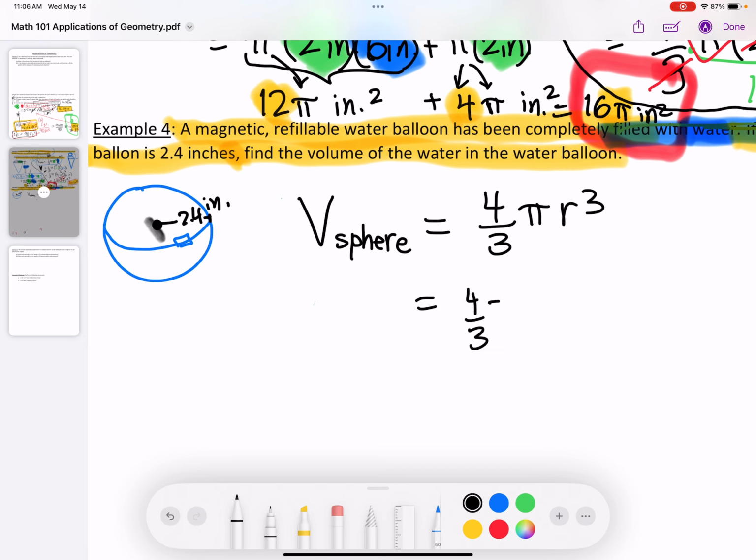4/3 pi is just a constant. R, we were given. Spheres are kind of nice, huh? There's only one number you need to figure out its volume or its surface area. You don't need the height and radius. You just need radius. I like how simple that is.